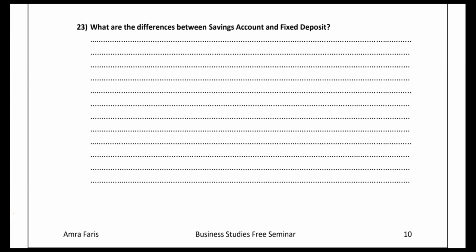So interest is given to both of these accounts. Savings account interest is relatively low, and fixed deposit interest is relatively high compared to this one.